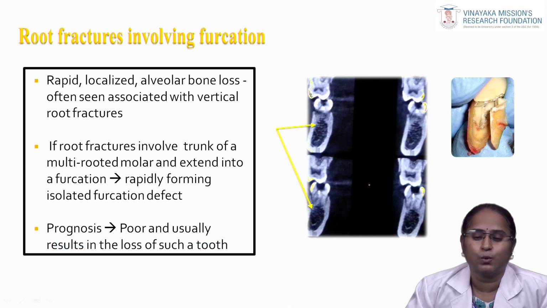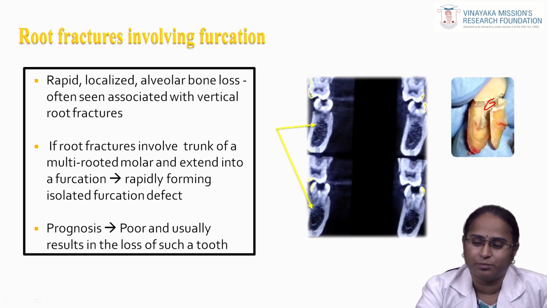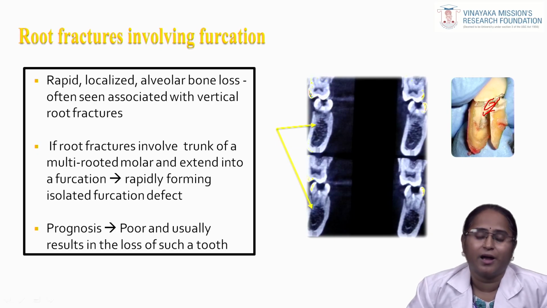If root fractures involve the trunk of multi-rooted teeth, sometimes they extend into the furcation area and form an isolated furcation defect. In these cases the prognosis will be poor and results in the loss of the tooth.